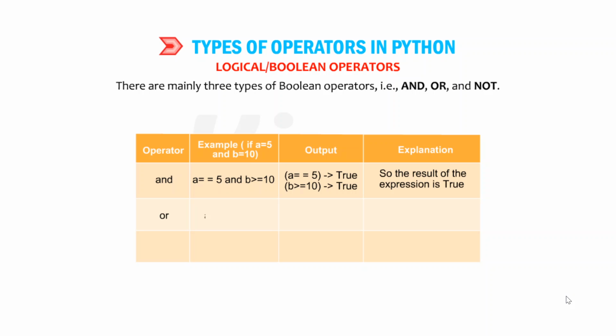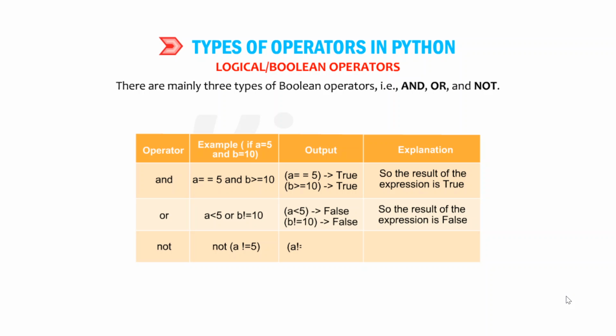Or. A smaller than 5 or B not equal to 10. A smaller than 5, false. B not equal to 10, false. So the result of the expression is false. Not. A not equal to 5. A not equal to 5, false. So the result of the expression is true.